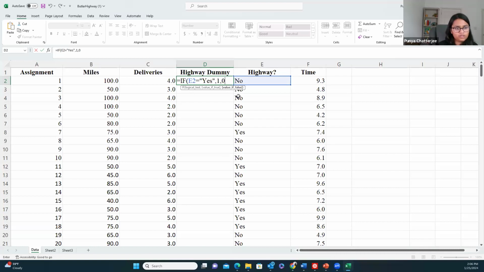So is this formula clear? Does it make sense what I'm trying to do? Yes, ma'am.